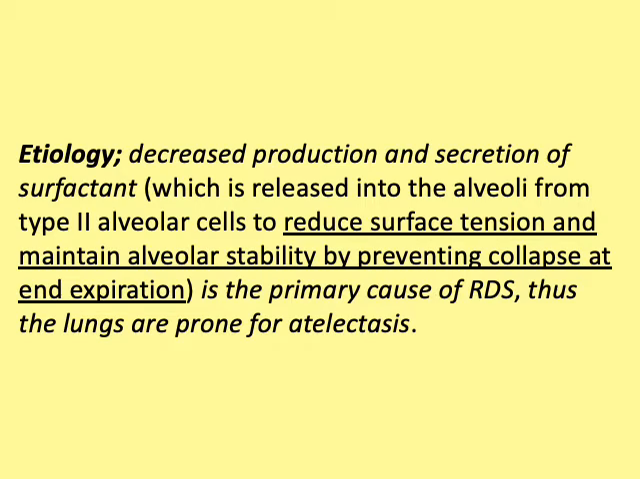The etiology of respiratory distress syndrome is related to decreased production and secretion of surfactant, which is manufactured in type 2 alveolar cells and secreted into the alveoli. It helps to reduce the surface tension and maintain alveolar stability. So it prevents the alveoli from collapsing at the end of expiration. That's why these babies are prone to atelectasis.